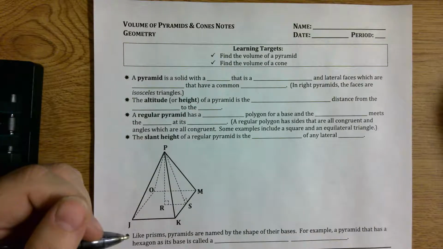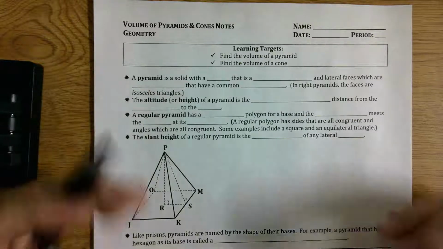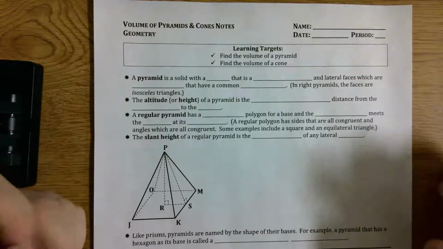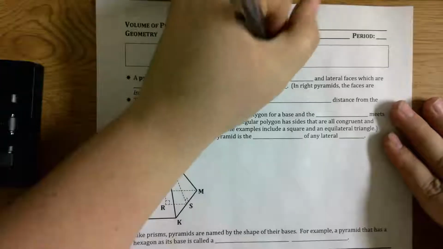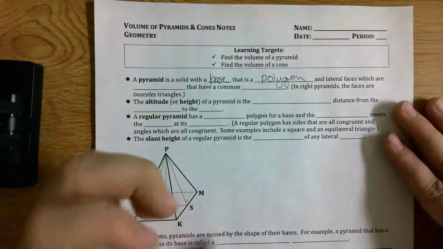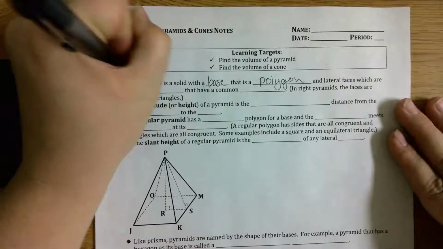All right, hello everyone. We are talking through the volume of pyramids and cones now. You'll notice we just talked about surface area, now we're going on to volume. So, a pyramid is a solid with a base that is a polygon and lateral faces which are triangles.